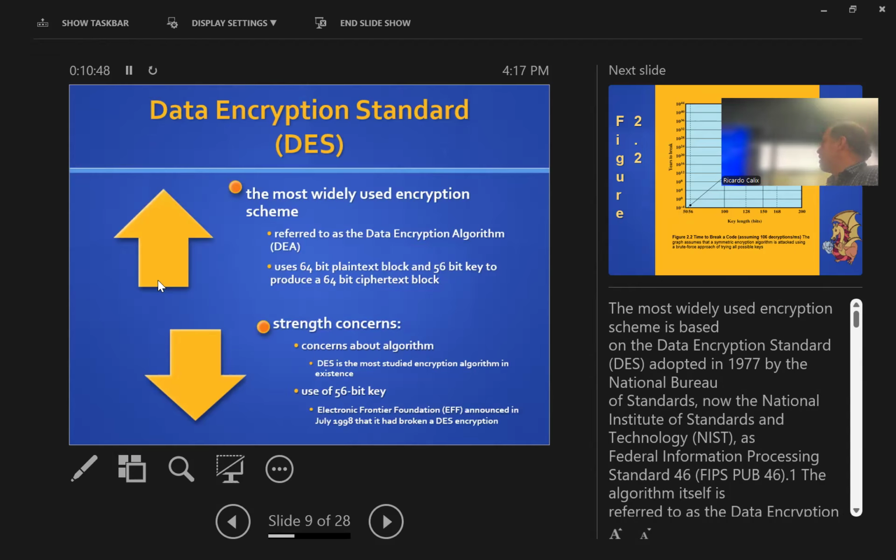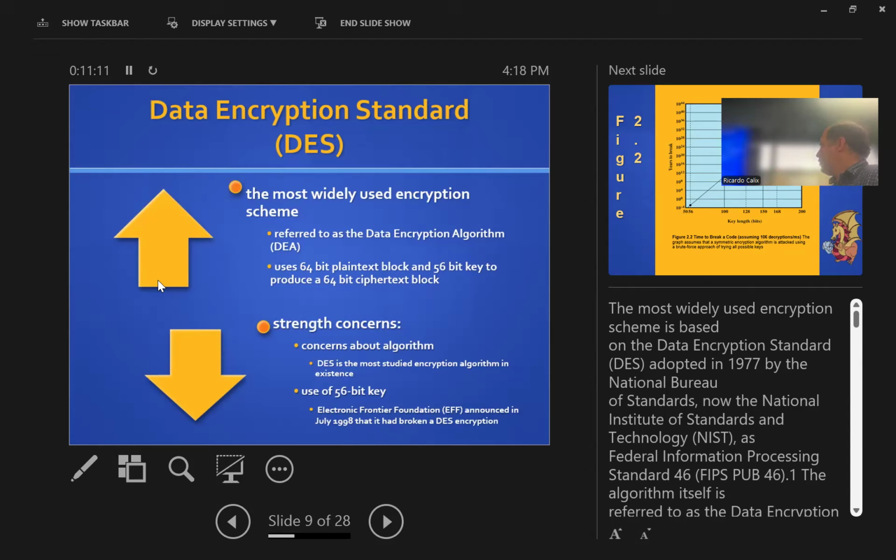The Data Encryption Standard, the most widely used encryption scheme, referred to as the Data Encryption Algorithm, uses 64-bit plain text blocks and a 56-bit key to produce a 64-bit ciphertext block. So if you remember, n bits to n bits, right? We talked about that a lot.